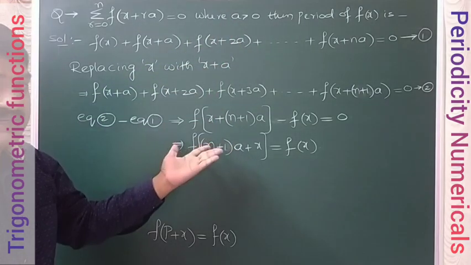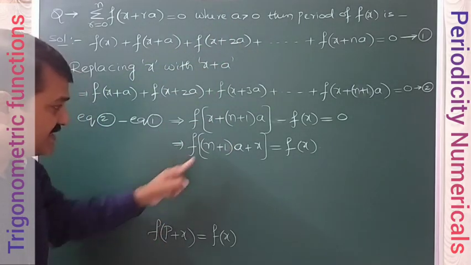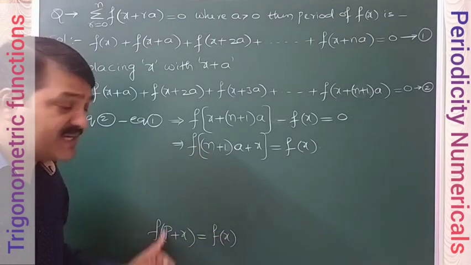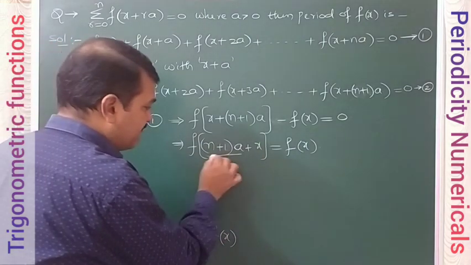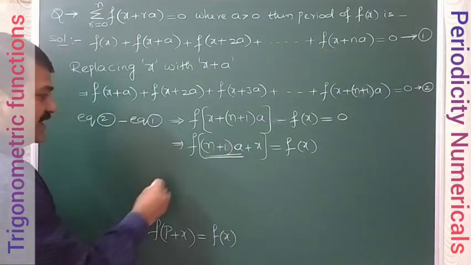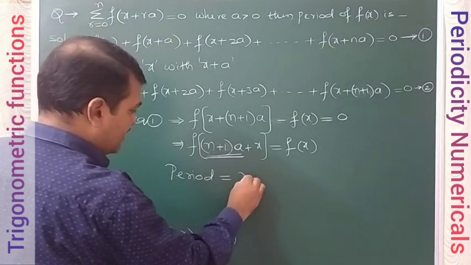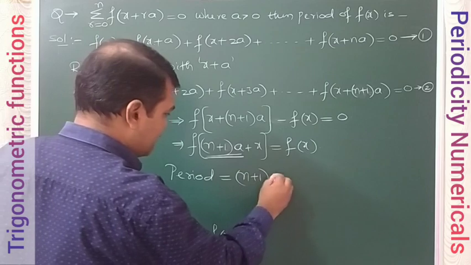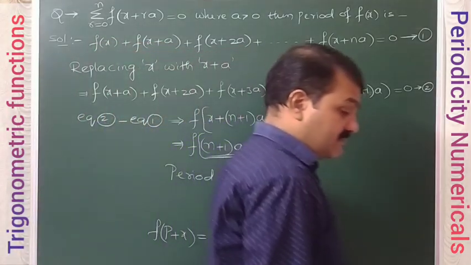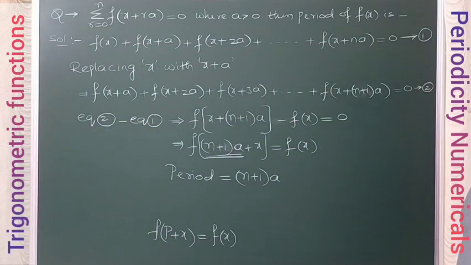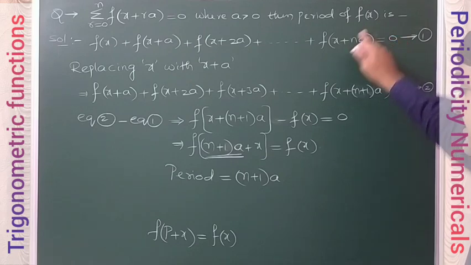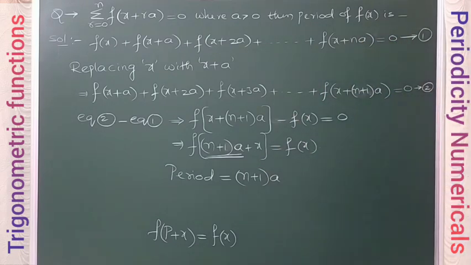This is positive definitely. So the least value of p satisfying this condition is the period. Therefore, in place of p we have (n plus 1) into a, no? So the period of the function can be taken as (n plus 1) into a. So the period of the given function f of x is (n plus 1) into a. Okay, so let us go to the next problem now.